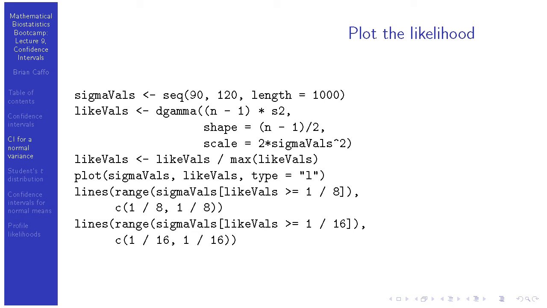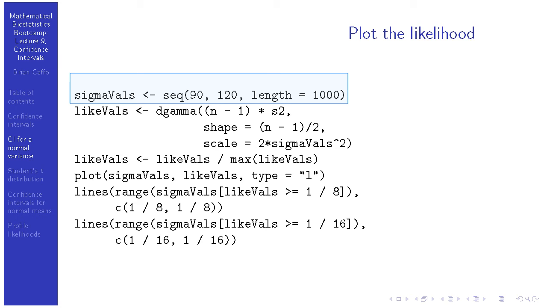Let's actually plot the likelihood as well using this likelihood trick that I gave. So sigma vals is the sequence that I want to plot. I don't have to guess this because I just created this confidence interval on the previous page that went from 100 to 113. So for good measure, let's go from 90 to 120, and I want to plot 1,000 points. In R, you have to be pretty specific about the range that you want to plot and how many points you want going into your plot.